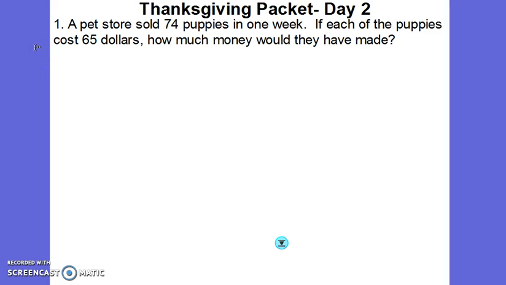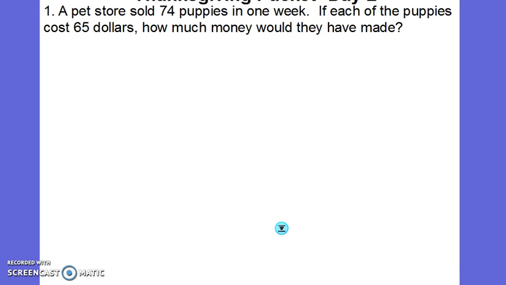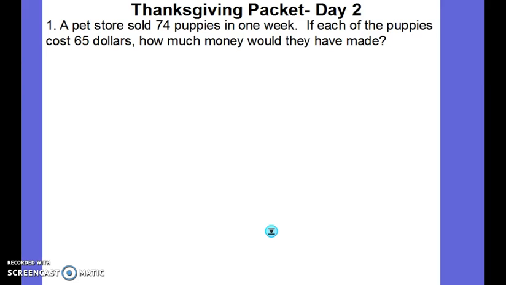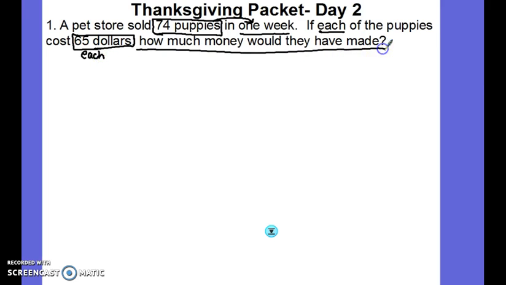Okay, the next thing I'm going to show you is what an example could look like for your second sheet of math from your Thanksgiving homework packet. Number 1 says a pet store sold 74 puppies in 1 week. So 74 puppies, and that's 1 week. If each of the puppies cost $65, each one costs $65, how much money would they have made?